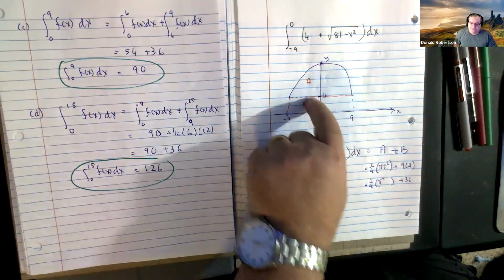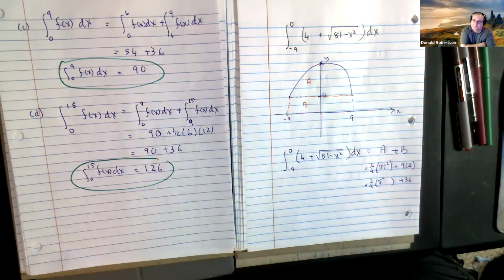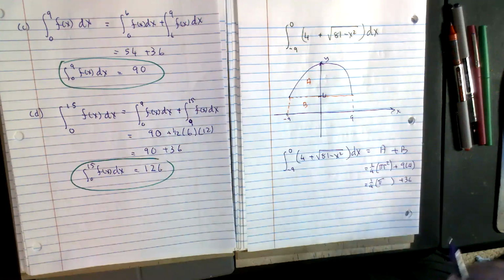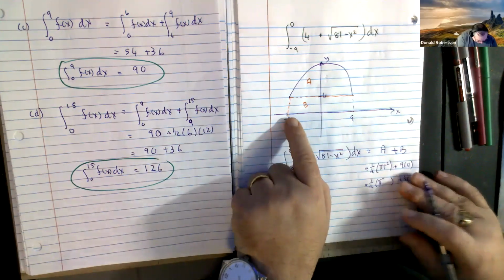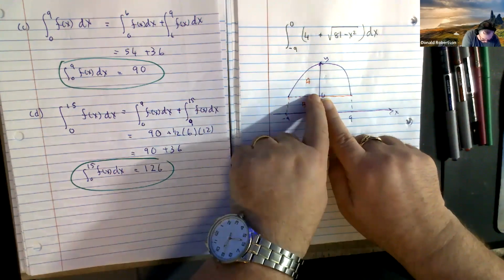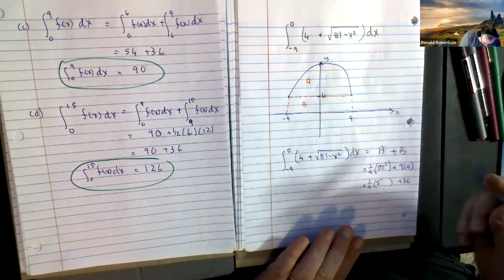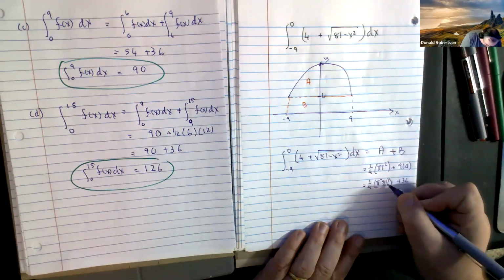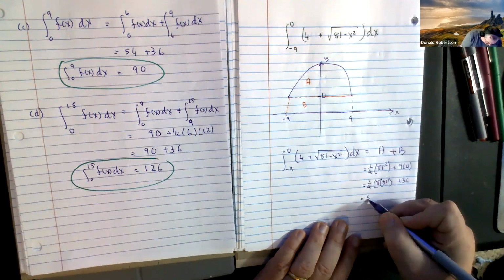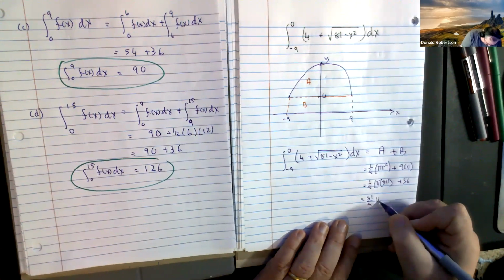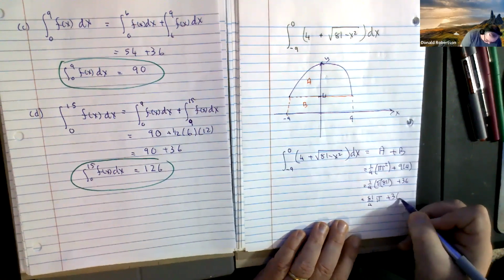What is the radius of this circle? Because I need to know the radius to do pi r squared. 9. Can you see from a very badly drawn picture that from here to here and from here to here is a radius and they're both 9? So that's 81 because 9 squared is 81. So I'm going to get 81 quarters pi, add 36.